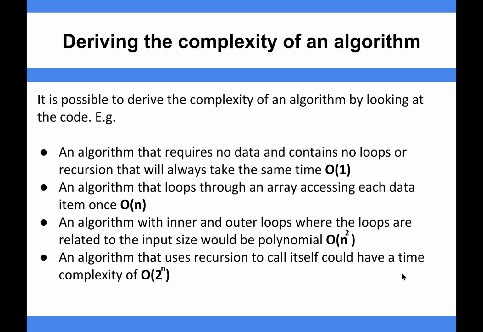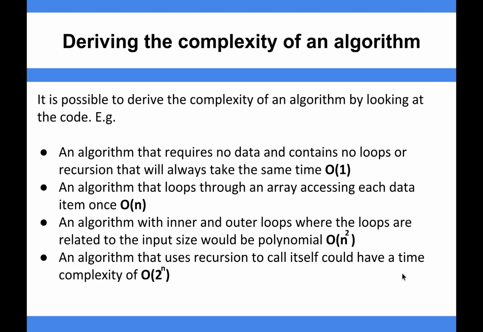Okay, so looking at code itself to try and work out the complexity of an algorithm is quite difficult, but I'm going to give you a couple of tips here. So one is, if an algorithm requires no data and contains no loops or recursion, it will always take the same time. So if the code looks like it's always going to take the same time, that's the easiest one.